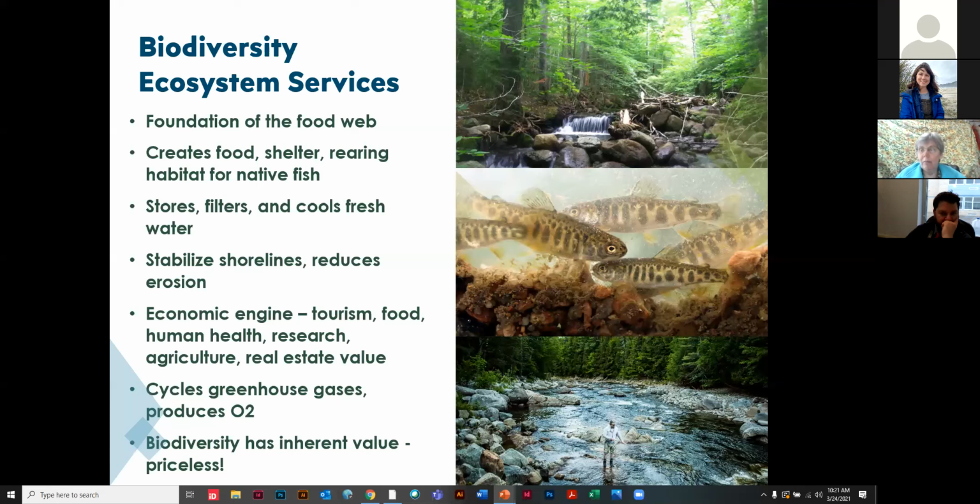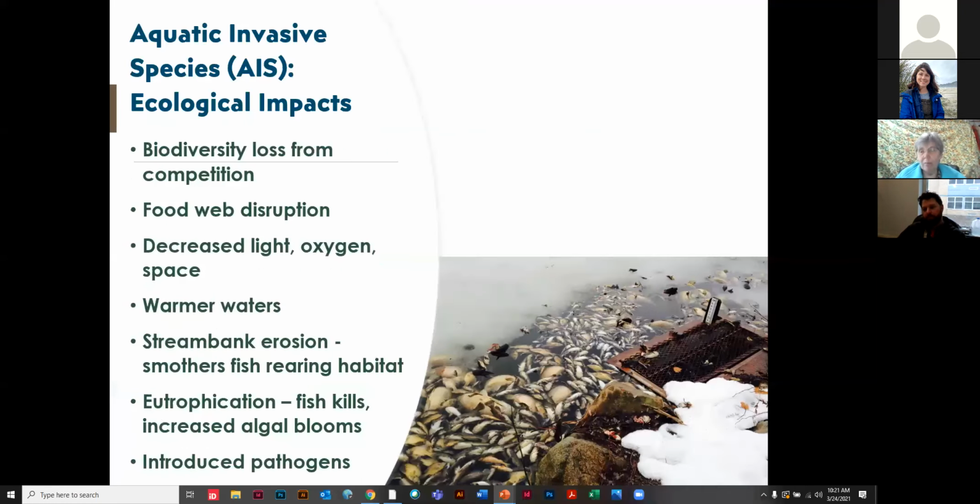Cycling greenhouse gases and producing oxygen. I won't go into why we need oxygen, but we definitely need it. And then it's just inherently important, right? Everything has inherent value. It doesn't have to benefit me to be important.